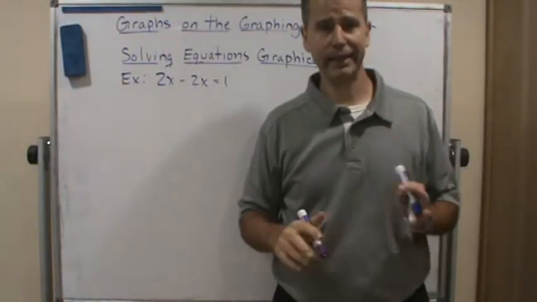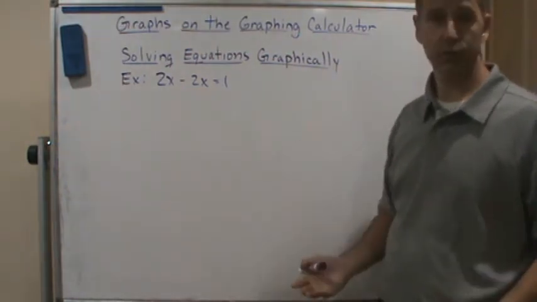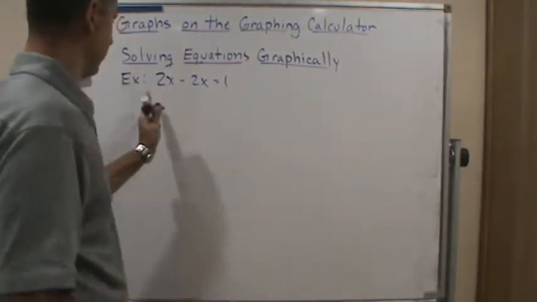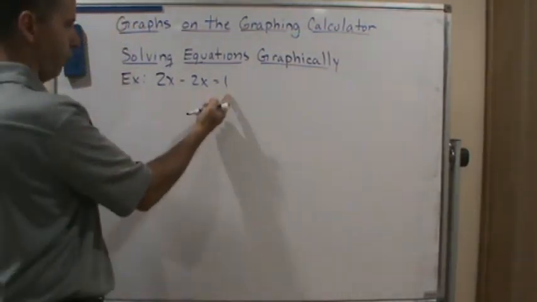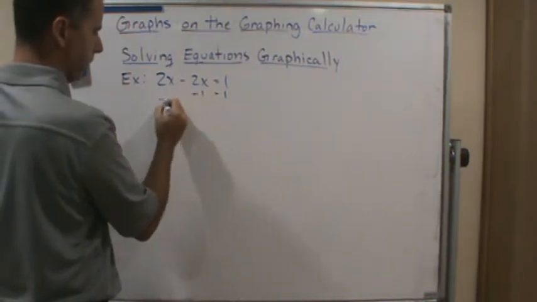Okay, so now in this example, we're going to take this equation and solve it using a graphing calculator. So the first thing we're going to do is set this equal to 0. So we're going to move the 1 over here, so we're going to subtract 1 from both sides.